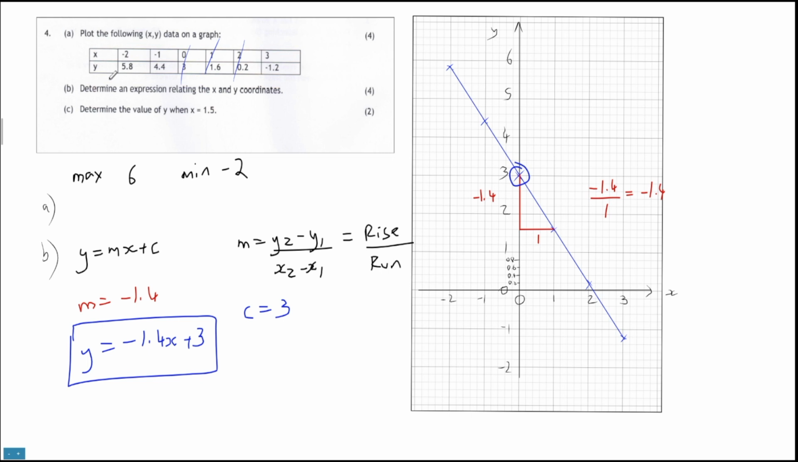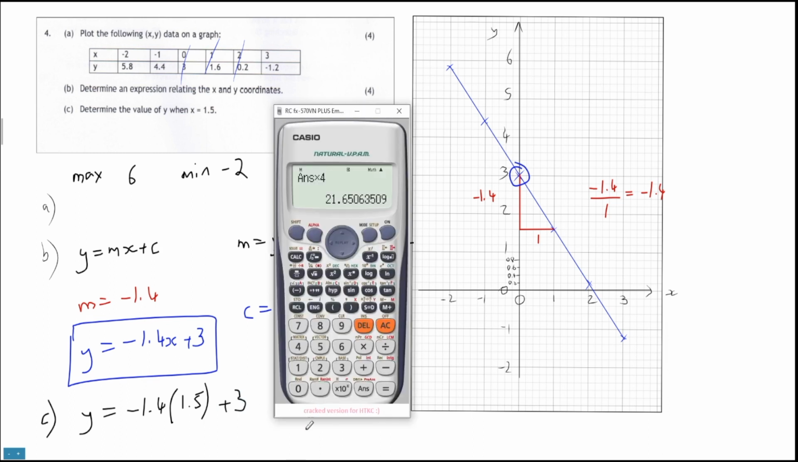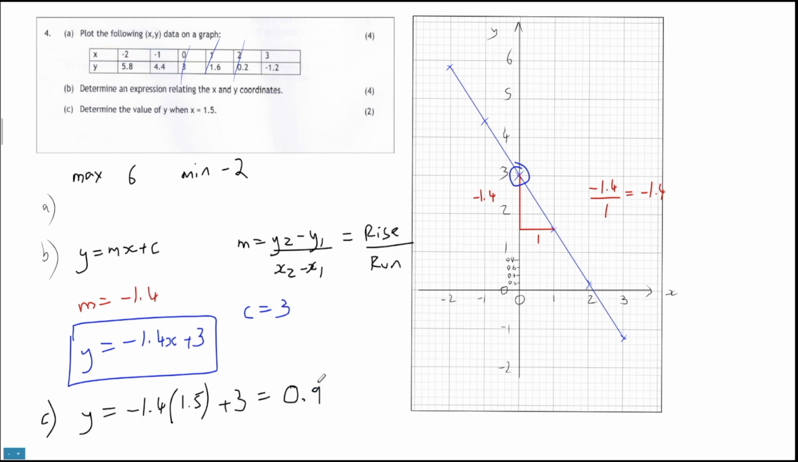For part C, they say determine the value of y when x is equal to 1.5. I can plug it into my equation, or I can get it from my graph. 1.5 is a bit difficult to get off my graph because it's halfway between these values. So seeing as I have a calculator, I'm just going to use it. y is equal to negative 1.4 times 1.5 plus 3. That will give you a nice clear answer. 1.5 times negative 1.4 and then add 3 onto that. It gave me 0.9. So that's the value.